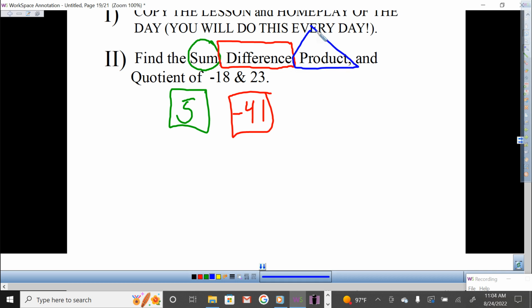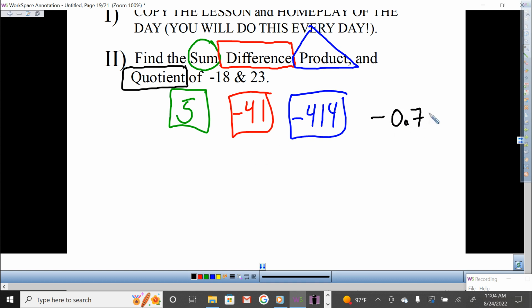Let's go to the product now. Product of negative 18 and 23. How about Alyssa? What did you get for the product? Negative 414. Hands if you got that. That is correct as well. And last but not least, we have the quotient. Alyssa, pass it to someone. Negative 0.78. I'll take that. That is correct, by the way.